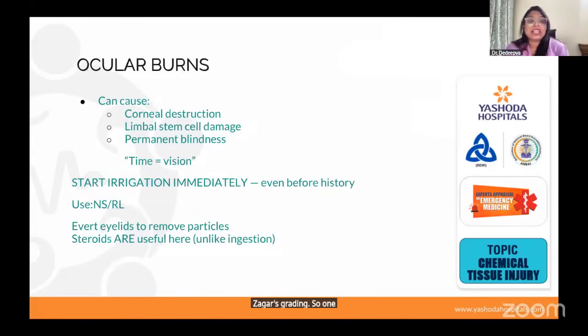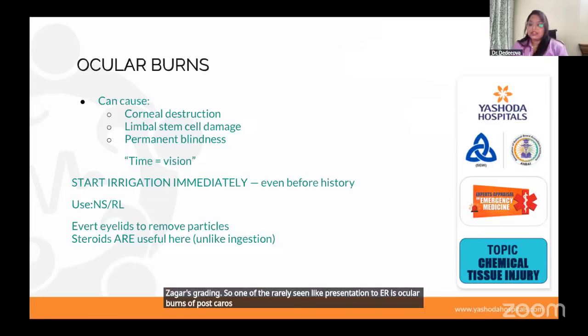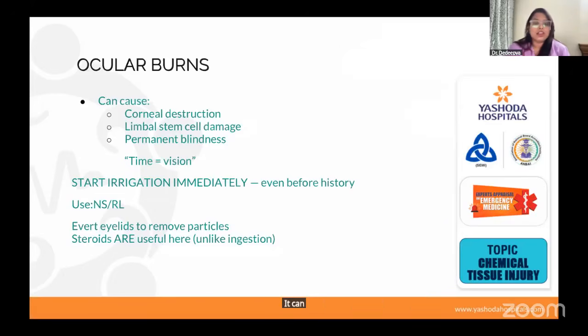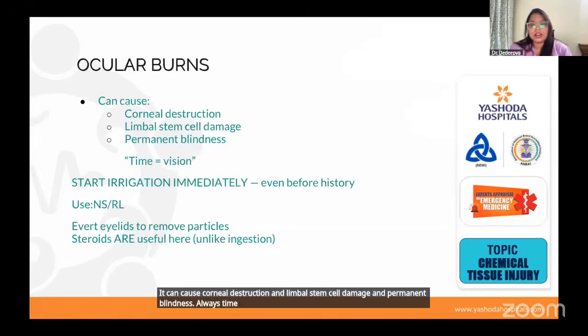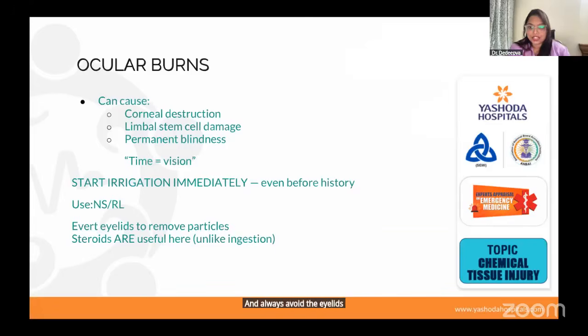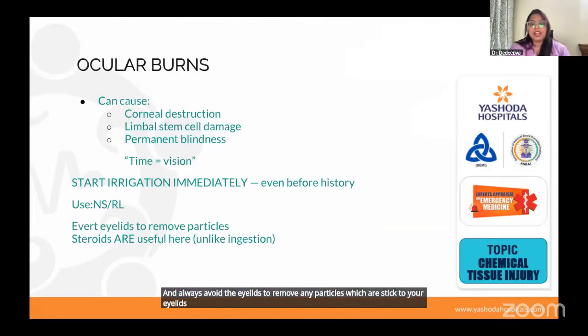One of the rarely seen presentations to the ER is ocular burns from corrosive poisoning. It can cause corneal destruction, limbal stem cell damage, and permanent blindness. Always remember, time is vision. So do not wait for the history. You can right away start irrigation of the eye. You can start with crystalloids, NS and RL, and always evert the eyelids to remove any particles stuck to them. And unlike oral ingestion, steroids can be beneficial in ocular burns.